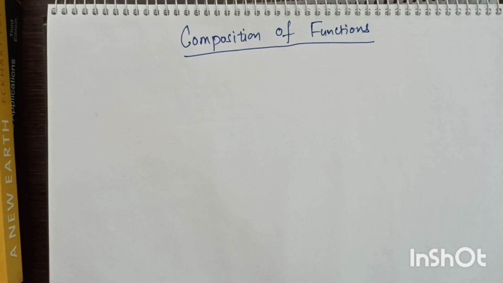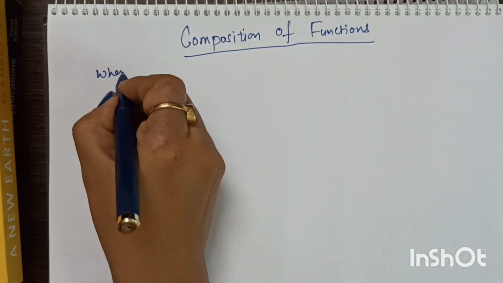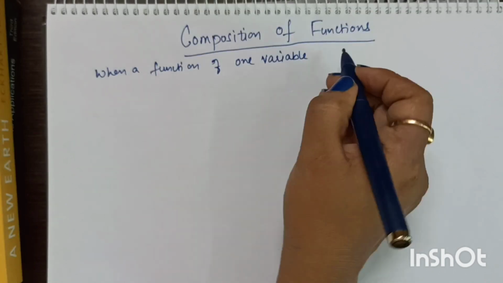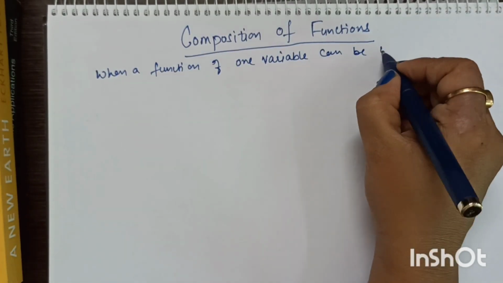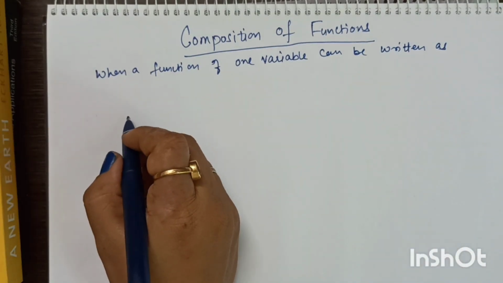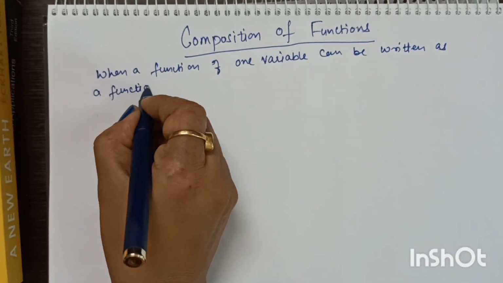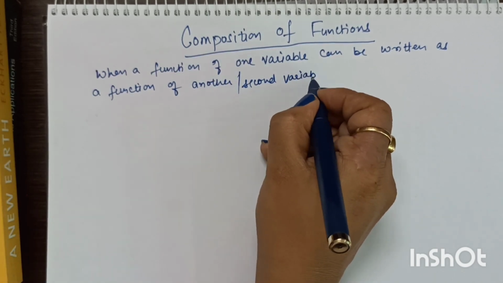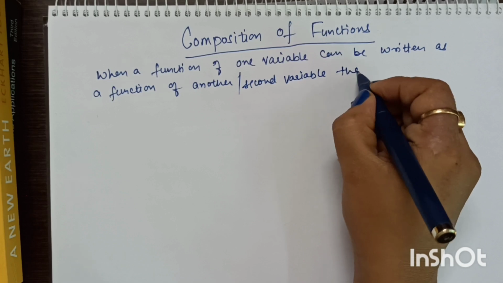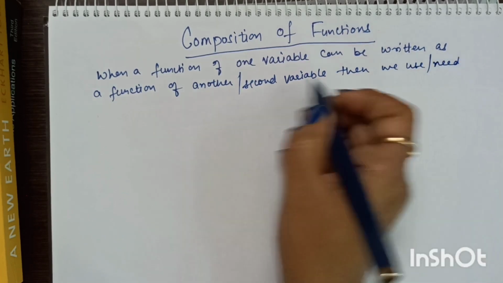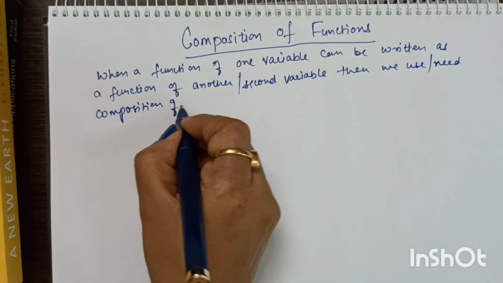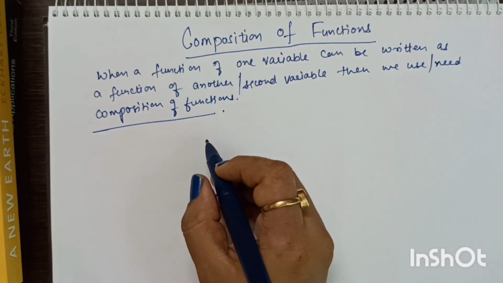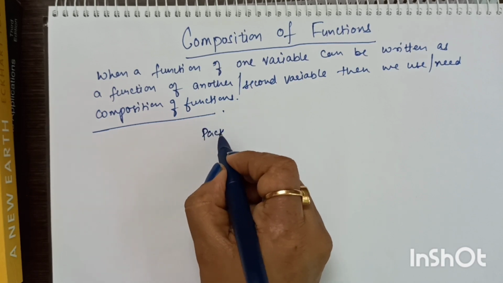So next, we are discussing composition of functions. This is a situation when a function of one variable is in turn a function of another variable. A function of one variable can be written as a function of another, second variable. Then we need composition of functions. Now, to understand this, first understand the practical applicability of composition.